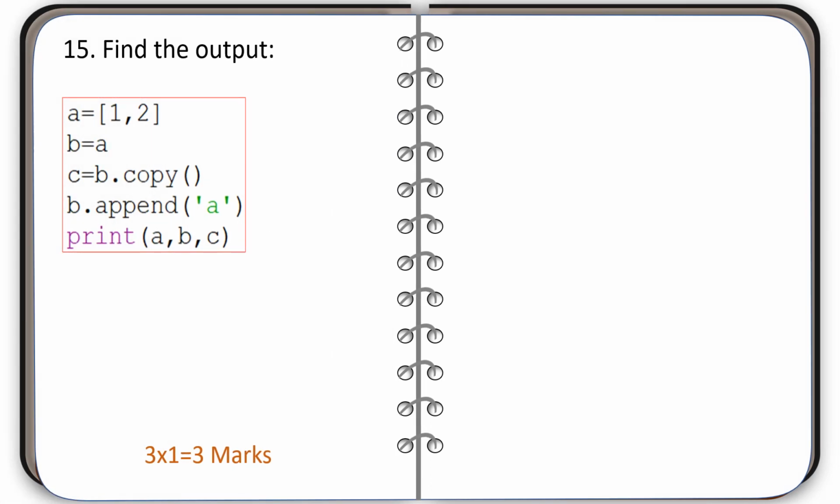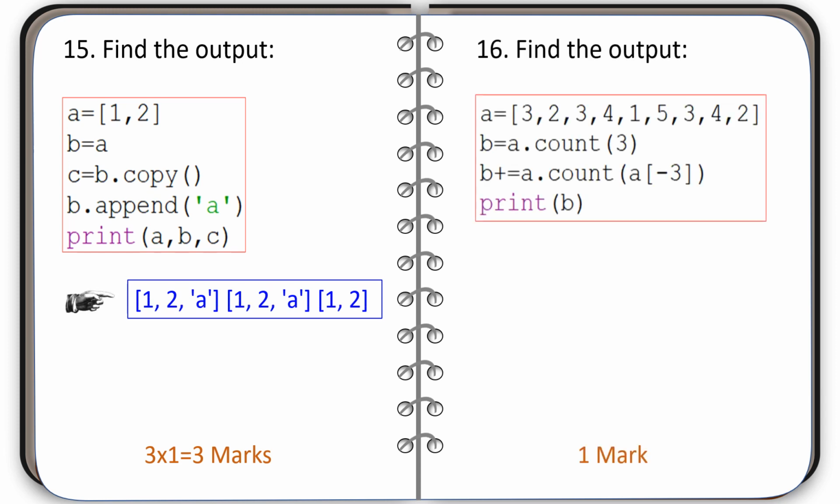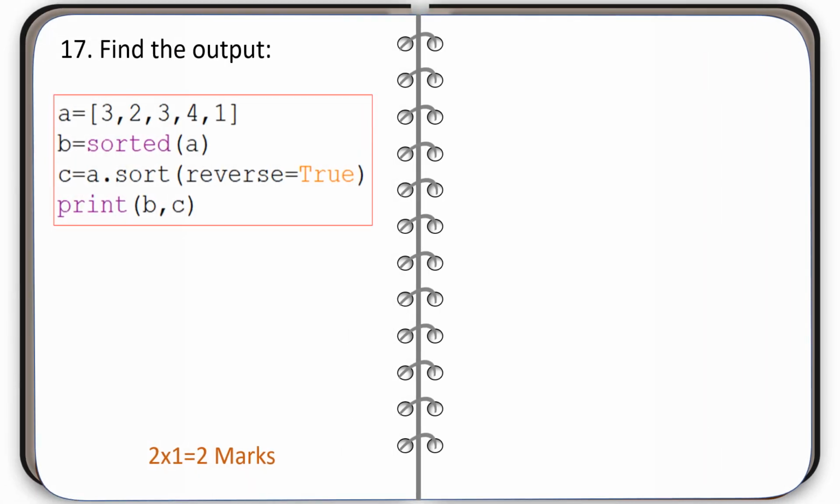Question number 15. Find the output, and the output is this one. Question number 16. Again find the output of the given code, and the output is this one. Question number 17. Again find the output of the given code, and the output is this one.